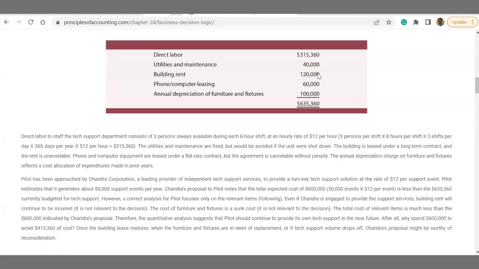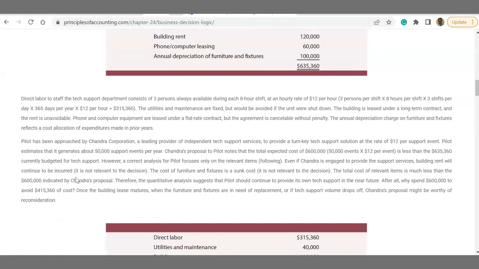Okay. And annual depreciation will still happen no matter what. So it's continued to be incurred. So rent will be incurred. It's not relevant to the decision making because that rent will happen no matter what. So you have to take that out of the calculation.